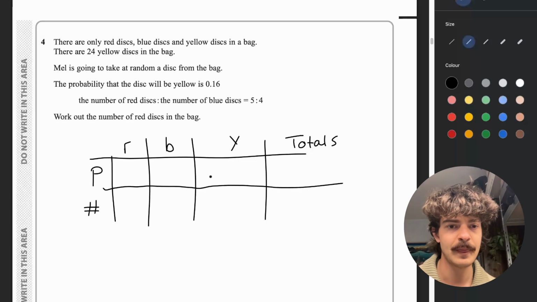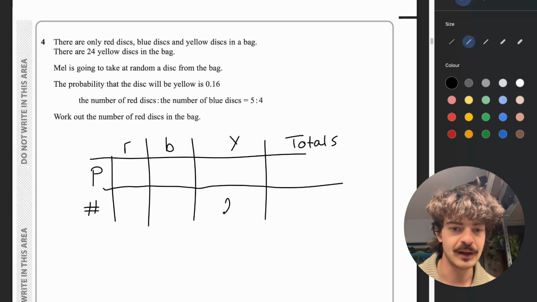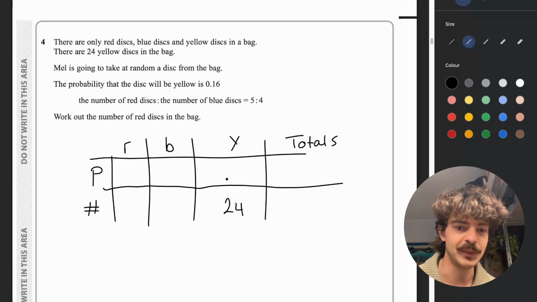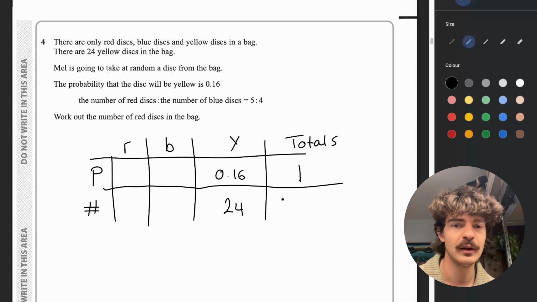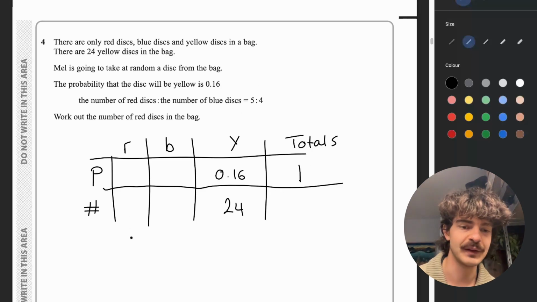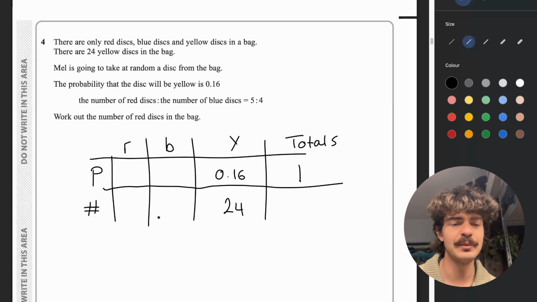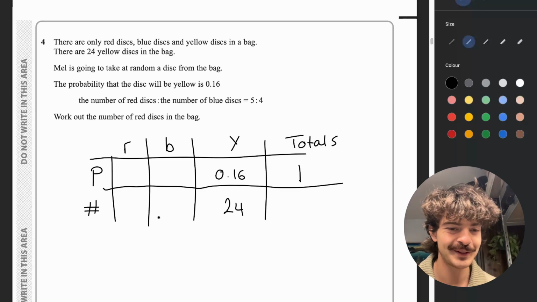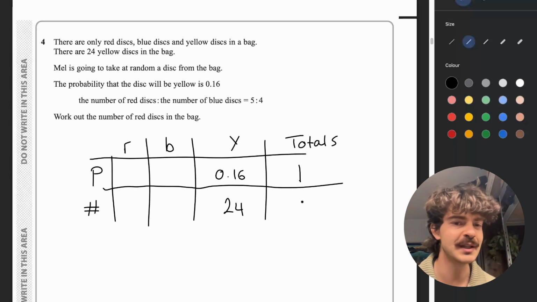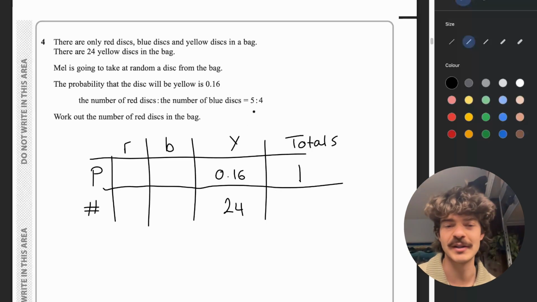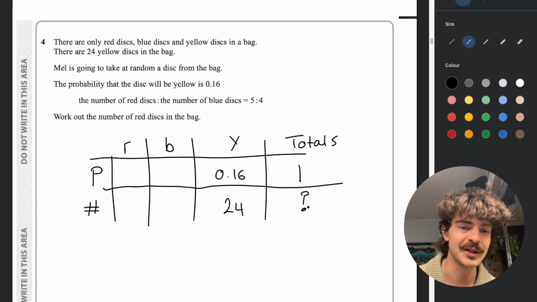Whoops, there we go. So we've got 24 yellow discs, and we know that the probability of yellow is 0.16. We know that the total probability of red, blue, and yellow is going to have to be 1. And we know this ratio of 5 to 4 here. So we can't really do that much without knowing the total amount of discs in the bag. We can't split the remaining red and blue discs into this 5 to 4 unless we know what the total is. So that's actually our objective, to find the total number of counters.